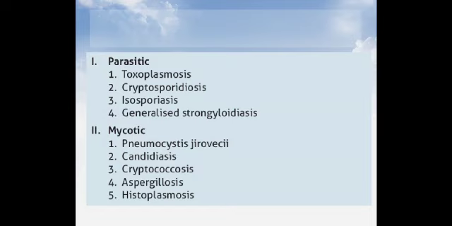Some examples that I have mentioned here are parasitic infections like toxoplasmosis, cryptosporidiosis, isosporiasis and strongyloidosis. Fungal infections like infection with Pneumocystis jirovecii, candidiasis, again most common opportunistic infection is candidiasis, cryptococcosis, aspergillosis and histoplasmosis.